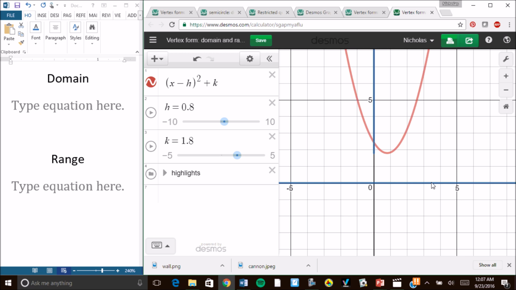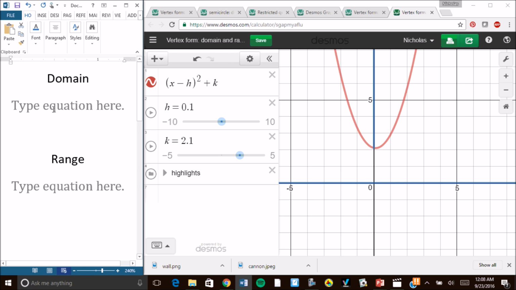Because remember, domain is all the x values that we can have. The range is all the y values. So let's start with the domain. No matter what I do to this, the domain for this parabola, this unrestricted parabola, is going to be everything. And that should make sense, because all we're doing is we're subtracting a number and we're squaring it. So you can plug in negative a million, positive a trillion, whatever you want.